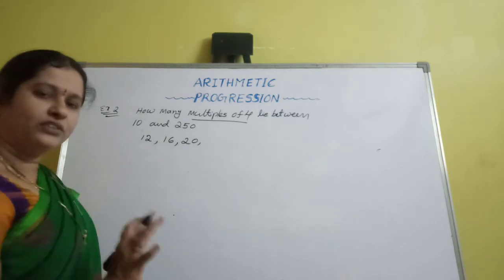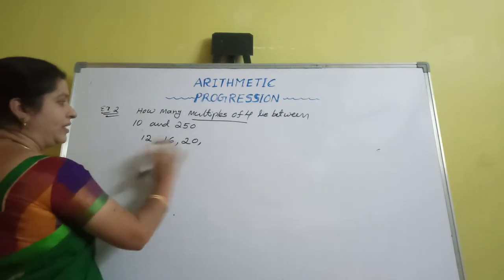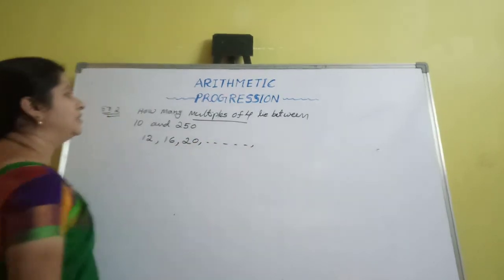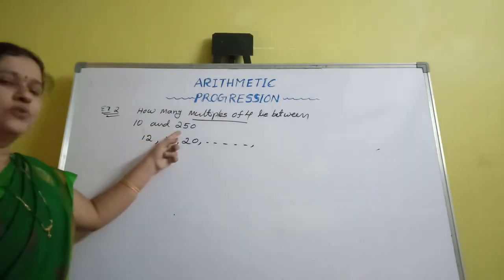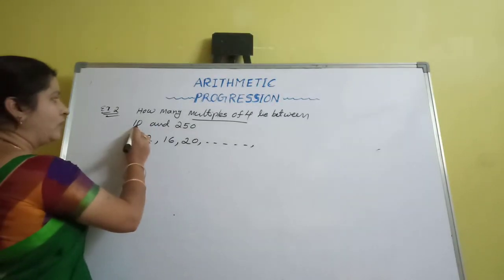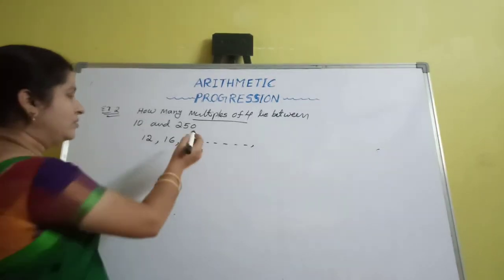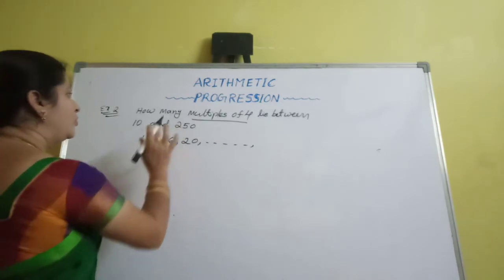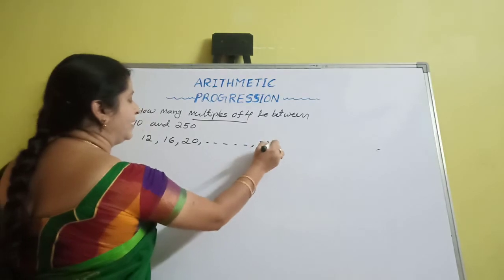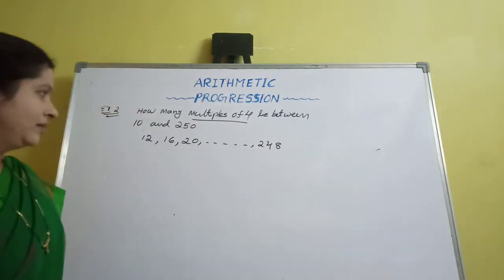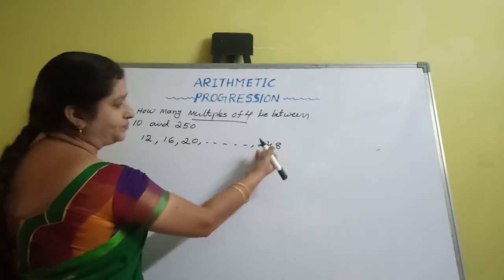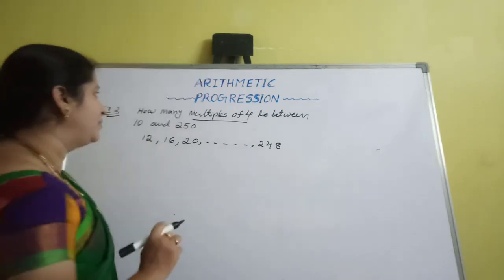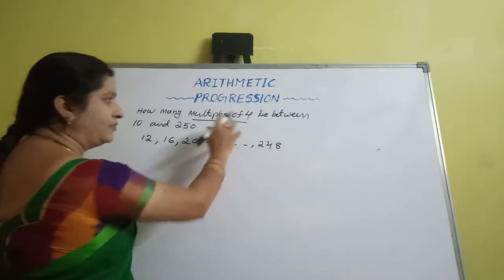3 terms are sufficient to find the d value of any series. So 12, 16, 20, etc. What is the last term? Lie between 10 and 250 means to take only the numbers in between. So the number before 250 is 249. 249 is not a multiple of 4. 248. Is it a multiple of 4? Yes, it is a multiple of 4. 4 sixes are 24, 4 twos are 8. So 248 is a multiple of 4. So this is the series of this statement.